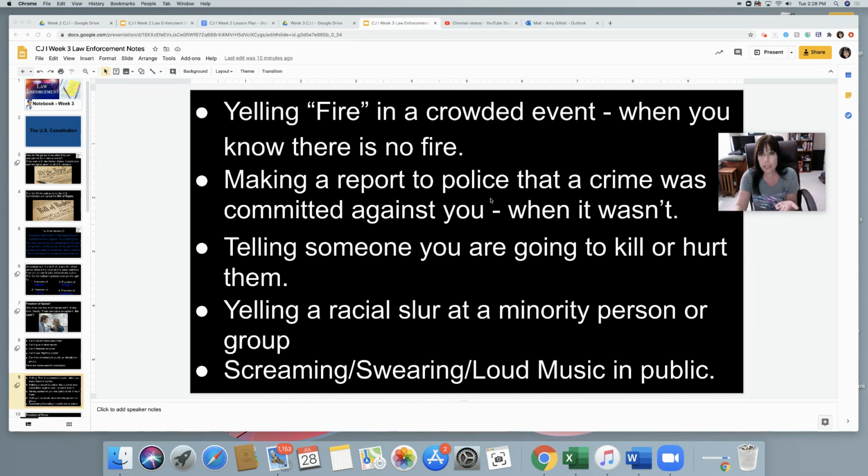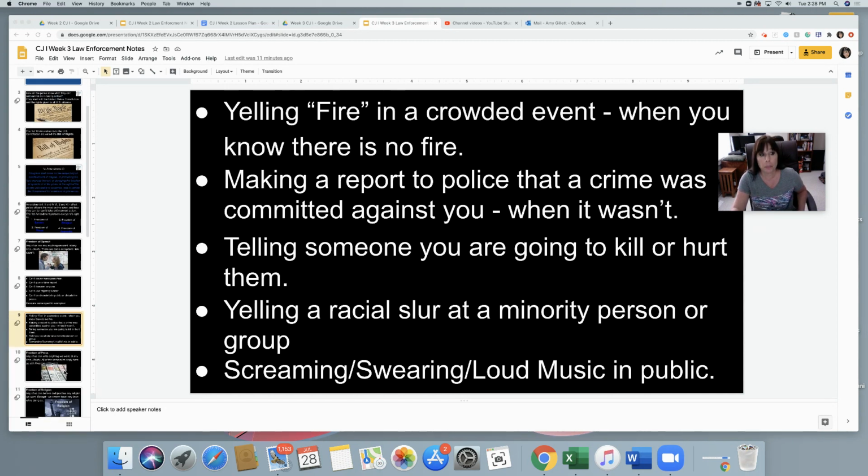Making a report to the police that a crime was committed against you when it wasn't. So I kind of already mentioned that one. Telling someone you're going to kill or hurt them. Can't do that. Yelling a racial slur at a minority person or group. That's definitely hate speech, or using fighting words is another way that you might hear that called. And actually, I think I gave you all these examples in the other slide. Screaming, swearing, loud music in public. And obviously, we're talking about extremes here. So those are not covered under freedom of speech.